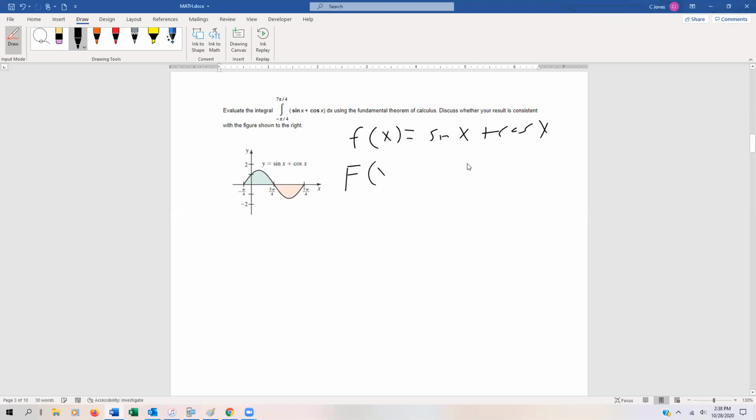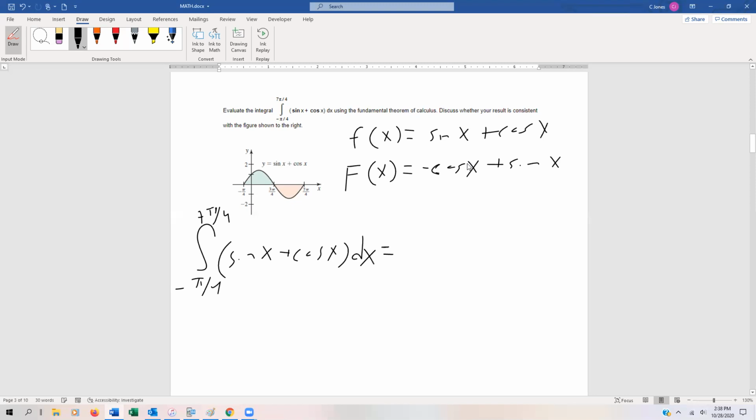And if we take the antiderivative of that, now remember the antiderivative of negative sine is negative cos x, okay? The derivative of cos is positive sine x. And so the integral from negative pi fourths to 7 pi fourths of our sine x plus cos x dx is going to be equal to minus cosine of x plus sine of x. And that's going to range from minus pi fourths to 7 pi fourths.